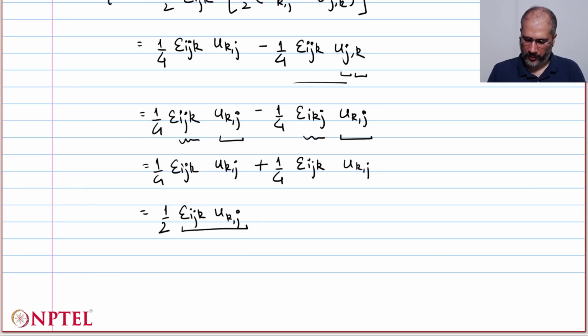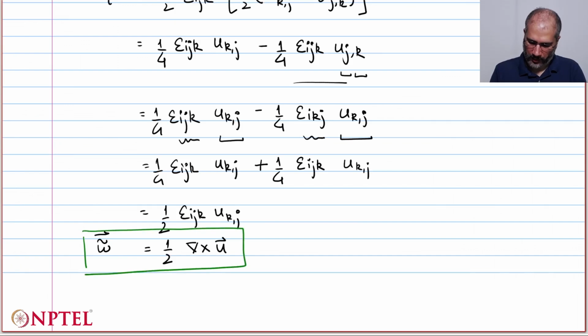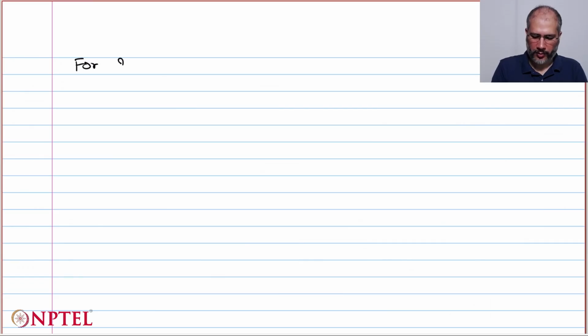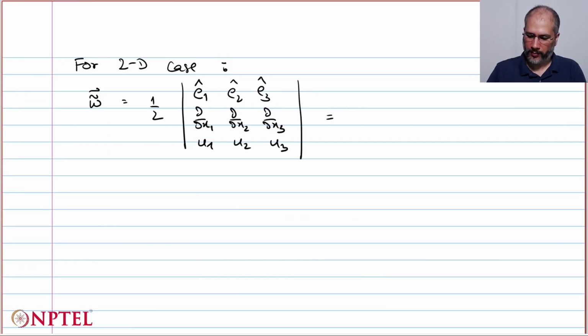Now if I look at this thing, I can see that this in the symbolic notation denotes the curl of the vector u. So the omega tilde vector is the curl of the displacement vector u. So for a purely 2D case, if I write the omega vector as half times the curl of u, that simply becomes a vector purely in the E3 direction.